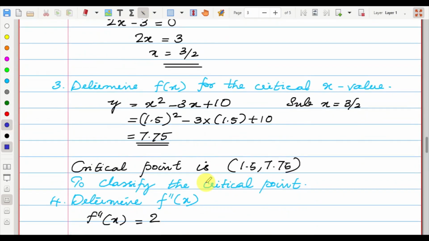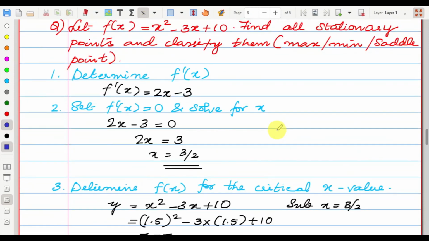So now determine f of x for the critical value. That means you need to substitute the x value in f of x. The x value is 3 by 2, equal to 1.5. So 1.5 is substituted in this f of x. We will get f of x equal to 7.75.